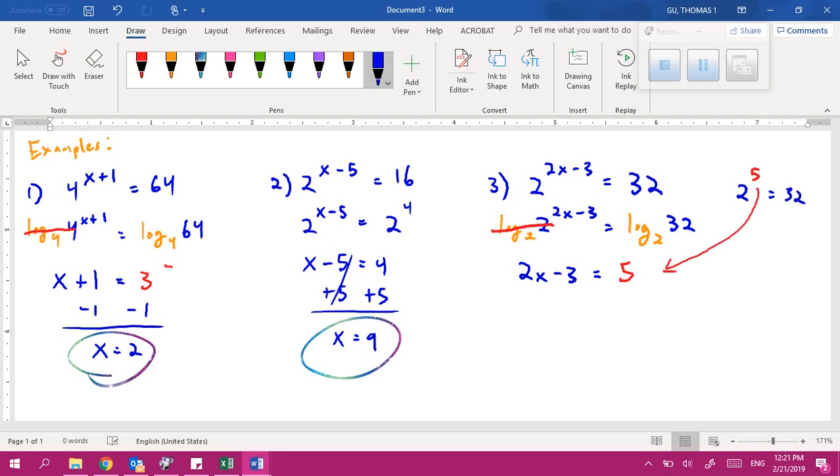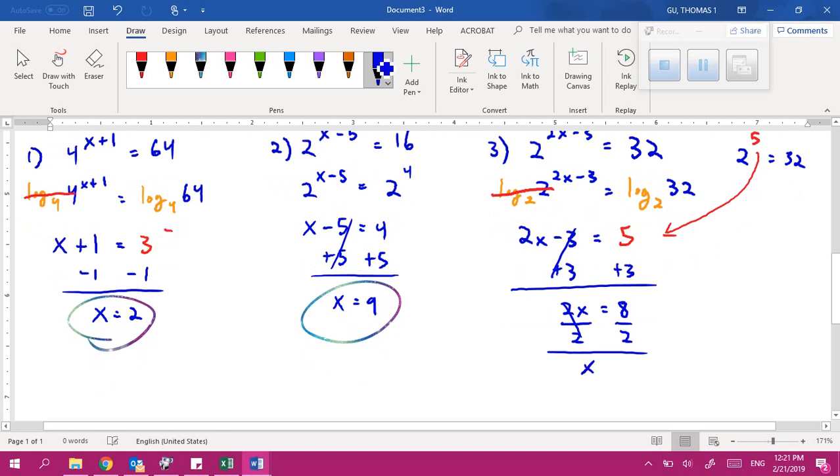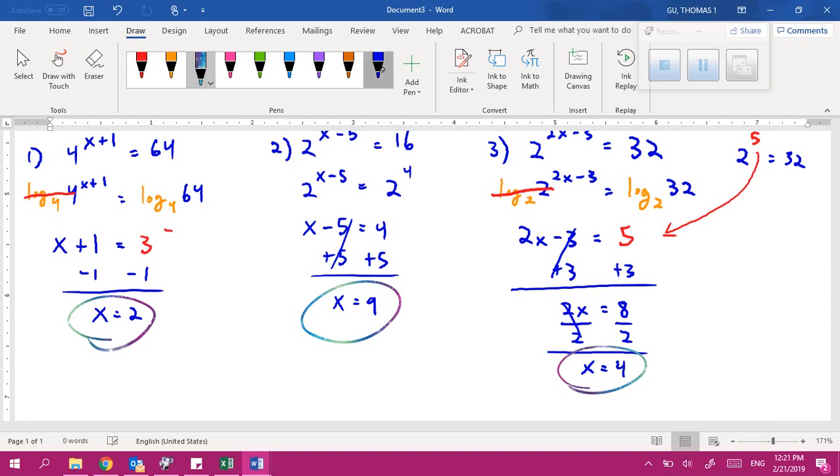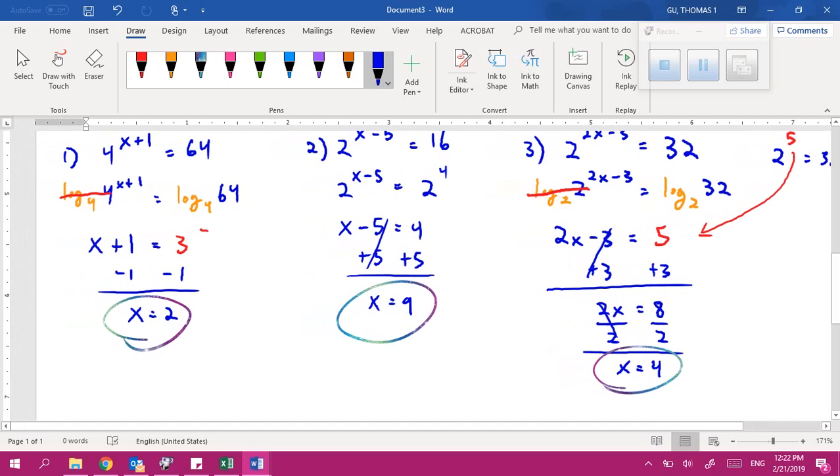All right, so now we got to solve for x, so what should we do? Add 3. So we get 2x equals 8, and then what? Divide by 2. And so x equals? That's correct. Nice. All right, we got 3 more examples. So, you still writing? Still writing?